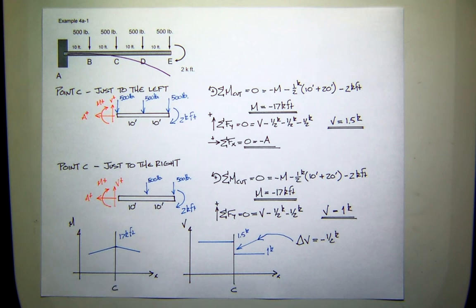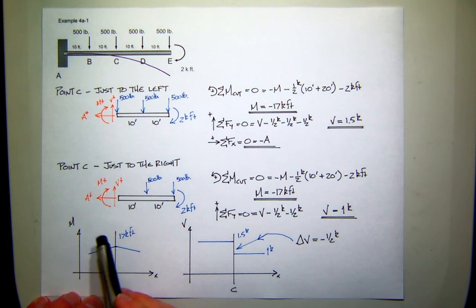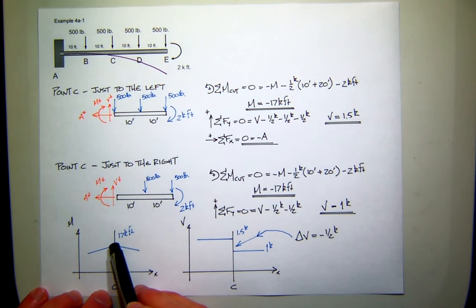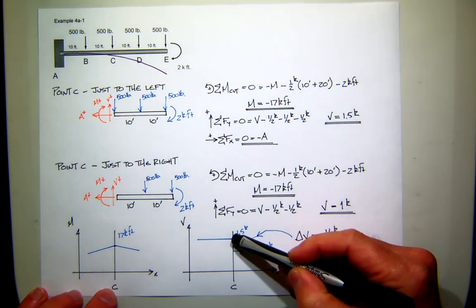Could you explain the shape of the curve again? Why it's these values here? Yeah, I just made some numbers up, just off the top of my head. It doesn't really matter what they are now. Okay. The thing to notice is that it can change slope, but it can't change value at C. The value at C does not jump. Okay. But the shear does.